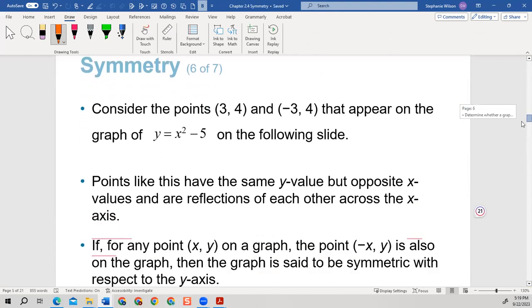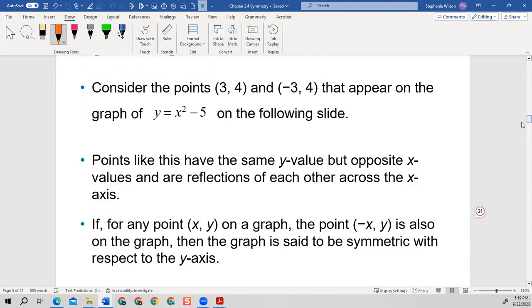Okay, so now let's go to our next one. Our next slide says, let's consider the ordered pairs (3, 4) and (-3, 4). So now what do we have? We have y values that are the same right here, but our x values are opposite. And we're given this function where y equals x squared minus 5. Let's go to that next slide and look at it. Points like this have the same y value. So let's look at it right before I go to the next slide.